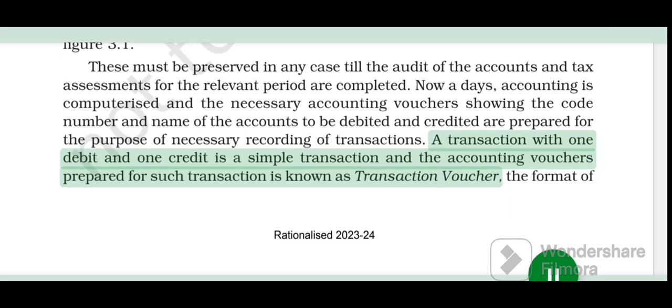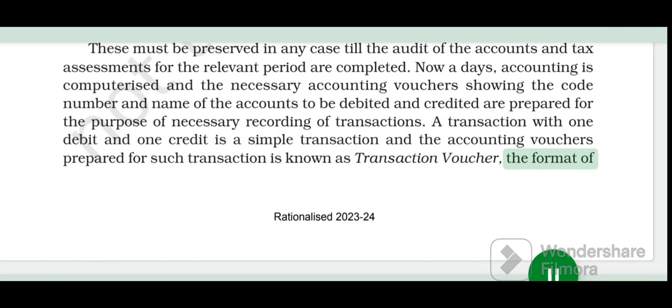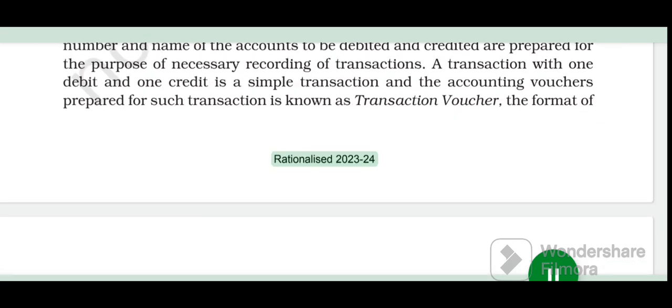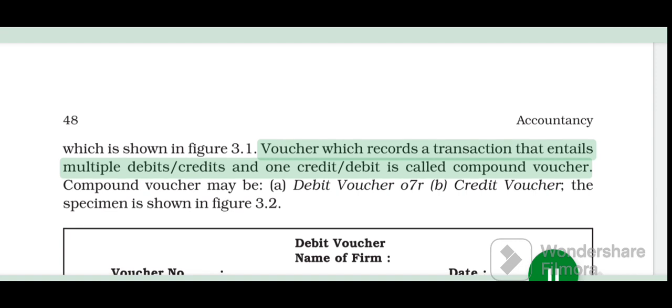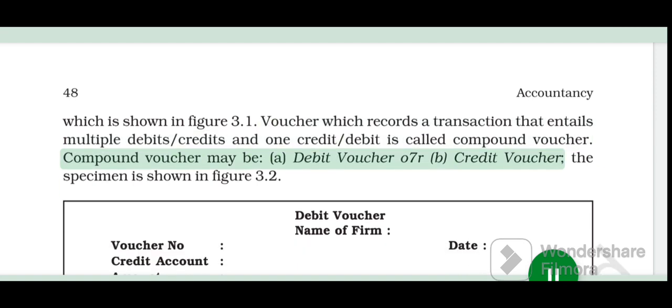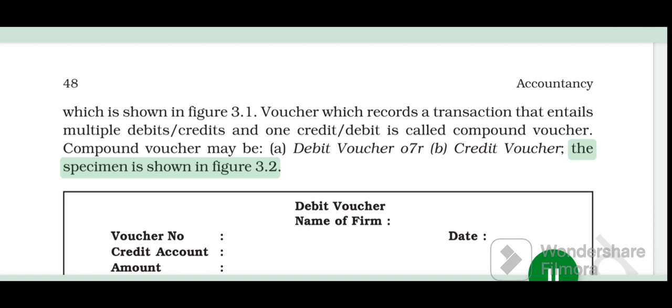A transaction with one debit and one credit is a simple transaction, and the accounting voucher prepared for such a transaction is known as transaction voucher. The format of which is shown in Figure 3.1. A voucher which records a transaction that entails multiple debits and one credit, or multiple credits and one debit, is called a compound voucher. A compound voucher may be a. debit voucher, or b. credit voucher. The specimen is shown in Figure 3.2.